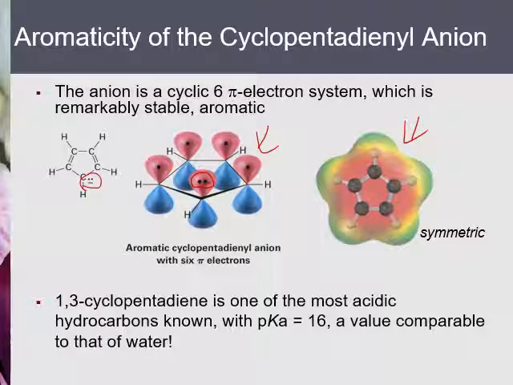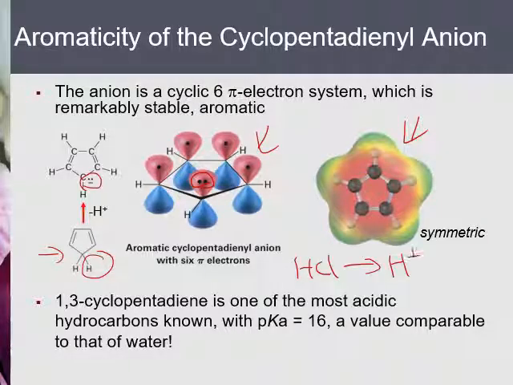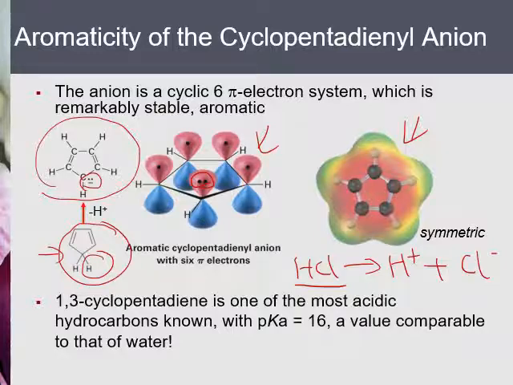In the last slide, we showed that cyclopentadienyl anion can be made from neutral cyclopentadiene molecule by losing a proton. If a molecule can lose a proton, that molecule is acidic. For example, hydrogen chloride can lose a proton to form chloride, so hydrogen chloride is an acid. Now, because cyclopentadiene can lose a proton to form a stable aromatic compound, the reaction is relatively easy, and therefore this is an acid.